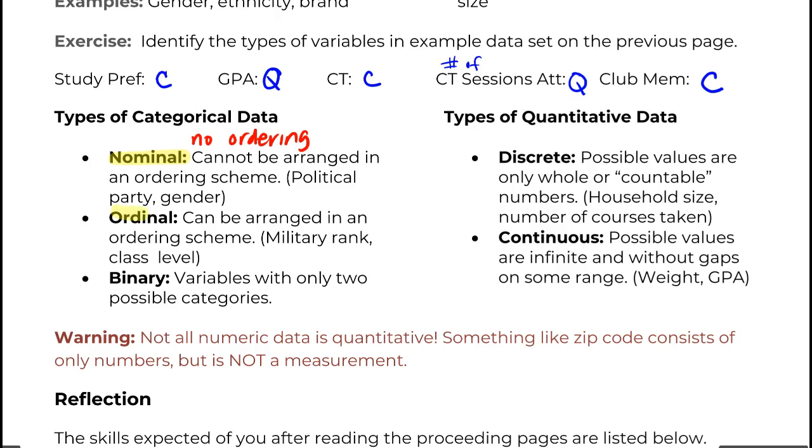Whereas ordinal, there is an ordering. So examples for that, I have here political party. Regardless of our opinions, there is no way to rank political parties.